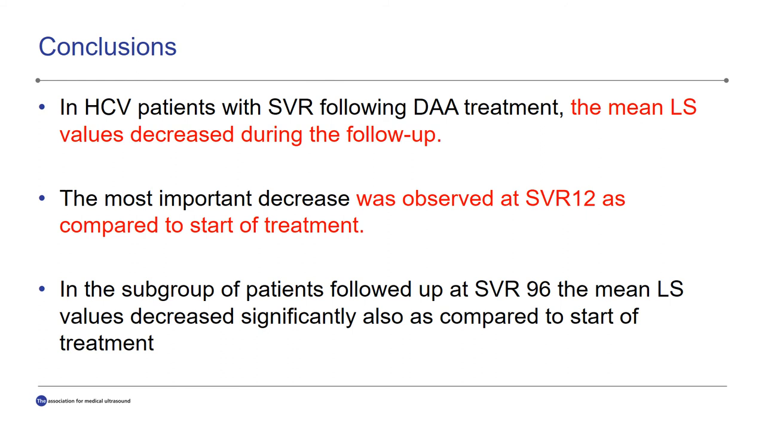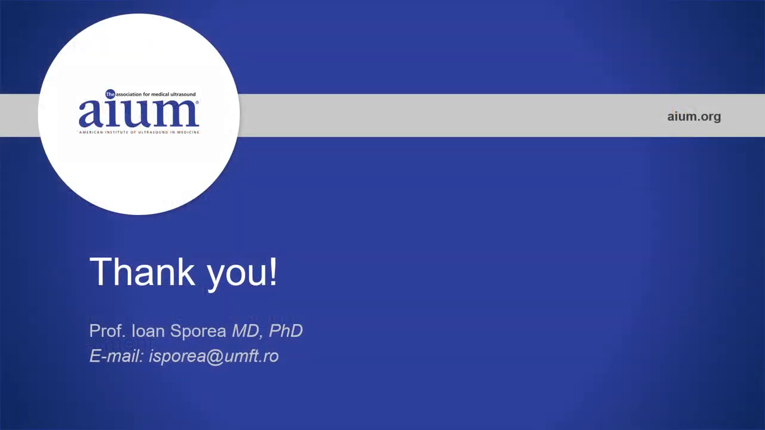And then finally, looking by transient elastography at patients before and after the treatment for different periods of time, we can see the values are decreasing continuously in this follow-up period. The most important decrease was observed in the first 6 months, from the start of the treatment to 12 weeks after the end, so-called SVR12. And if we look long enough, at SVR96, we can see that this decrease continues slightly compared with the start of the treatment. Thank you for your attention.